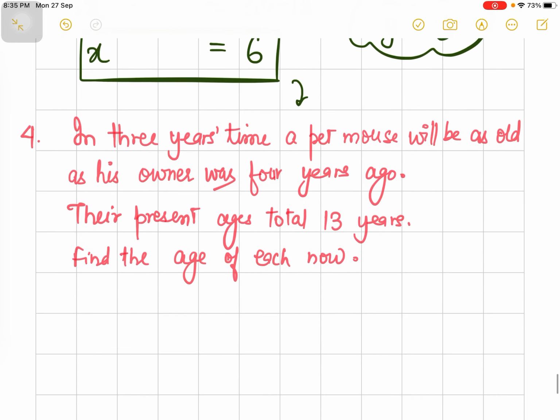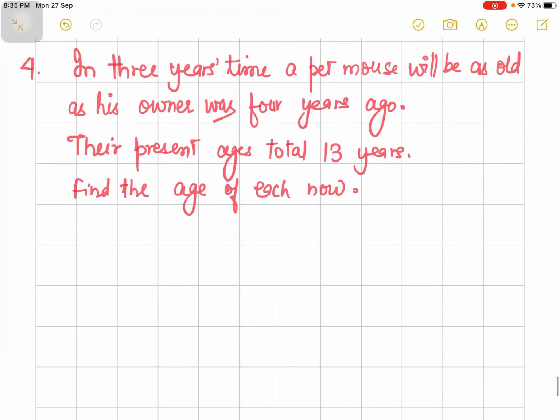After this, we have a word problem. In 3 years' time, a pet mouse will be as old as his owner was 4 years ago. What are the keywords here? In 3 years' time, which means 3 years from now, plus 3. So if you add 3 years to the mouse's age, it will become as old as the owner was 4 years ago, minus 4. These are the keywords, and this is the mathematical understanding that's required to solve this question.